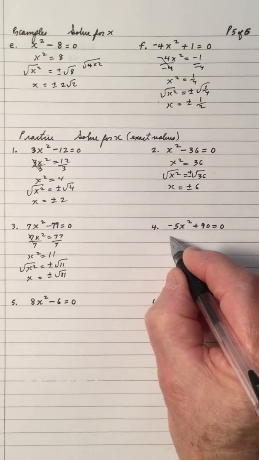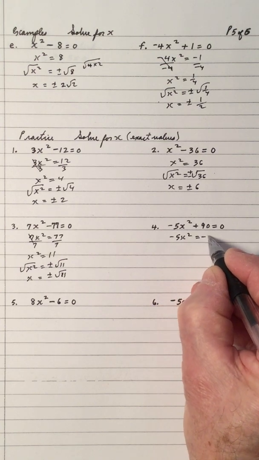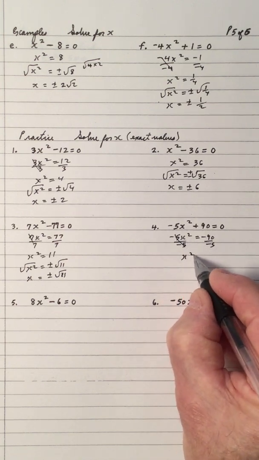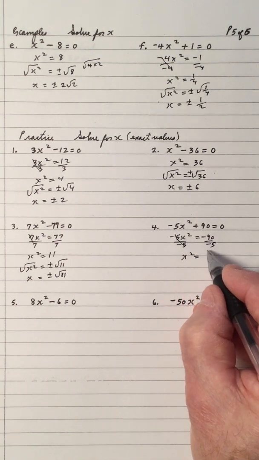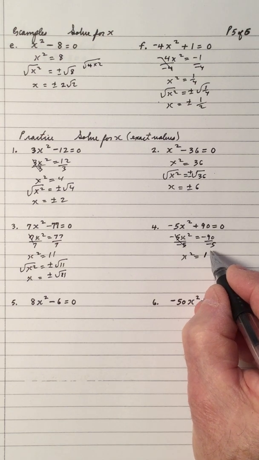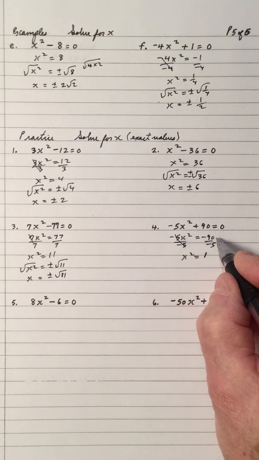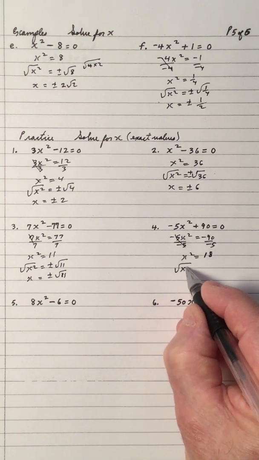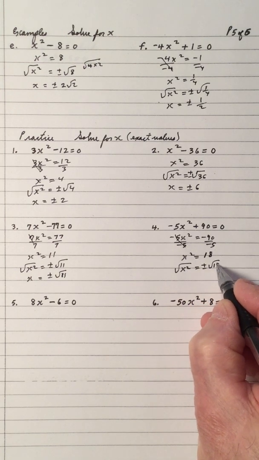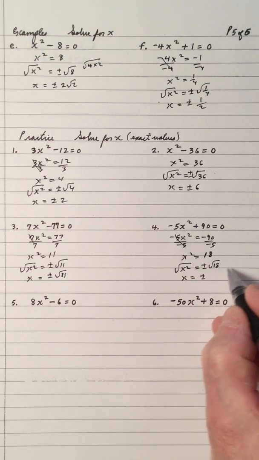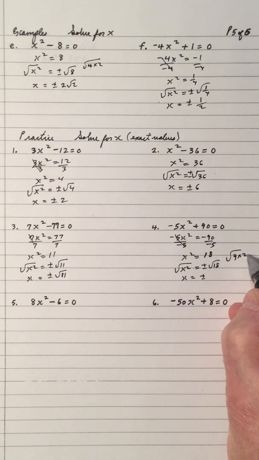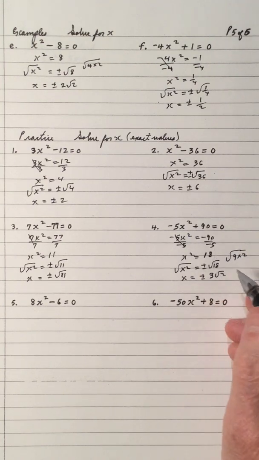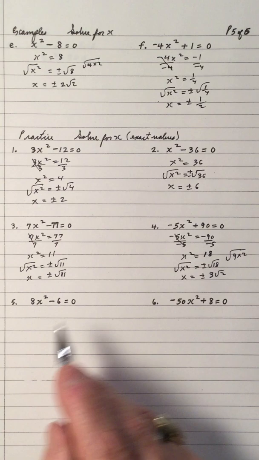And number 4, negative 5x squared equals negative 90. Divide by negative 5, cancels. x squared is equal to 90 divided by 5, negative and negative is positive, which is 18. And the square root of x squared is plus or minus the square root of 18. x equals plus or minus, 18 is 9 times 2, the square root of 9 is 3, so 3 root 2. Okay, 2 answers. Notice, quadratic.